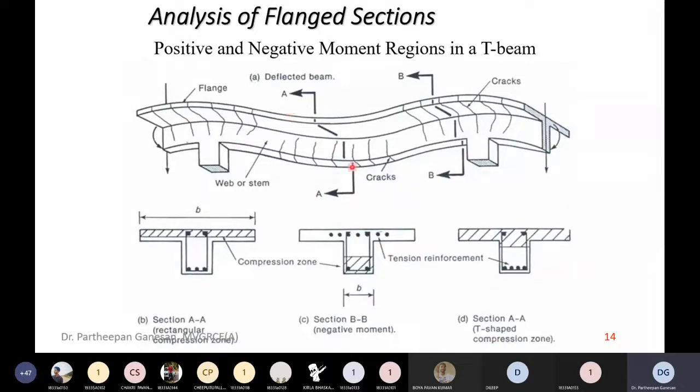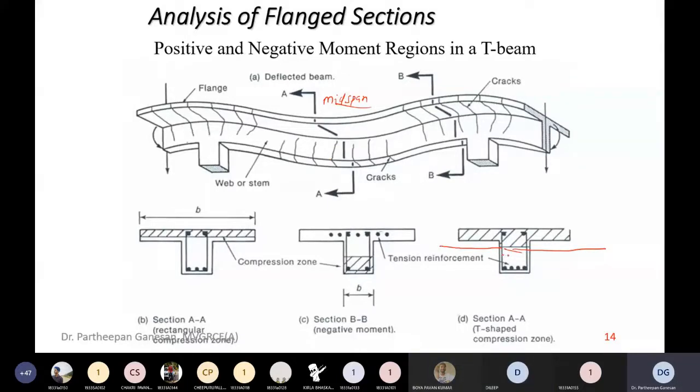Now in section AA, let us say this is your neutral axis. This is your neutral axis depth. Section AA is at midspan. At midspan, is your tension at the bottom or top? At the midspan of the beam, your tension is at the bottom.